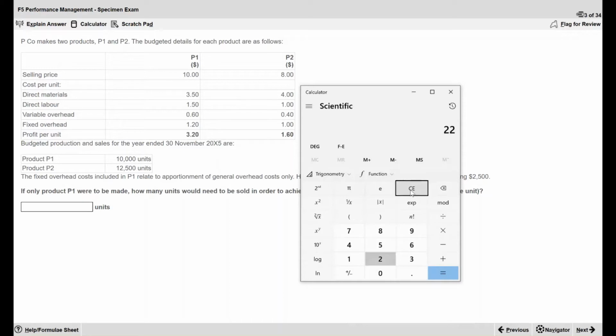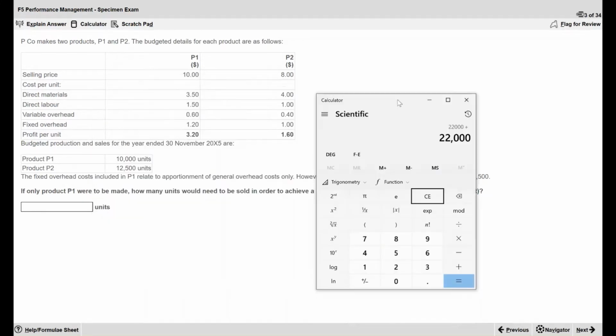Now take that 22,000 plus the target profit we want to achieve, which is 60,000 in this case. We have 82,000 total contribution we want to achieve. If we achieve 82,000 contribution, what will happen is we will cover the fixed costs as well, and we will be able to make profit as well. So 82,000 divided by contribution.